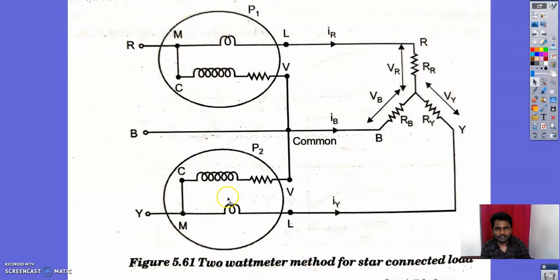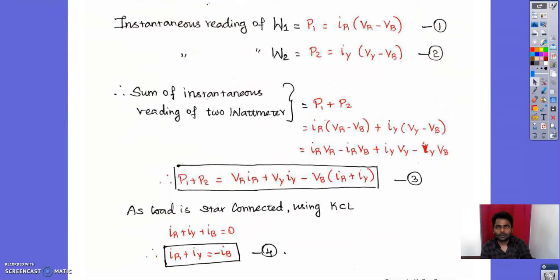This is wattmeter 1 and this is wattmeter 2. And this is power of wattmeter 1 and this is power of wattmeter 2. So P1 plus P2. And the process is going to be similar to that of your three-phase wattmeter. You are going to add the values. How the value becomes the total power we can see now.